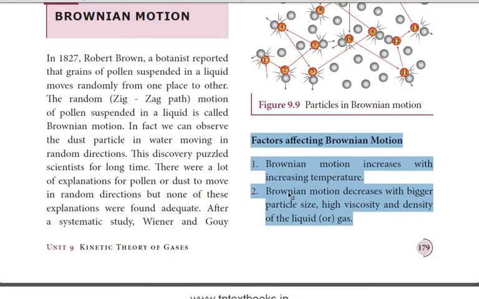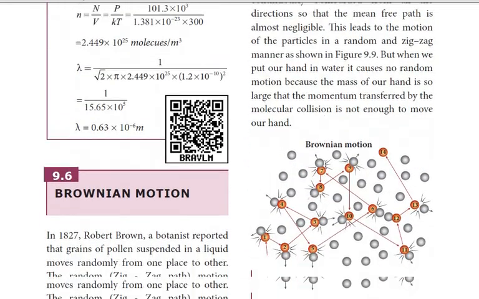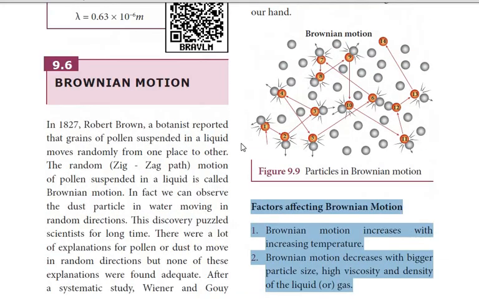Second point: Brownian motion decreases with bigger particle size, high viscosity, and high density of the liquid or gas. If the particle size is bigger, Brownian motion does not happen and it does not move in a zigzag pattern. In a high viscosity liquid, Brownian motion will not be high; it decreases. If the density of the liquid or gas is high, the speed of Brownian motion decreases. These are the 2 important points for factors affecting Brownian motion. Very, very important 2 mark question, children. This is the last topic in this lesson, Brownian motion.